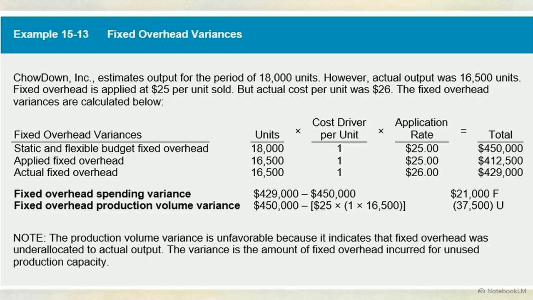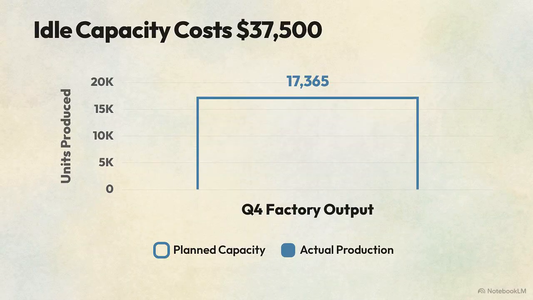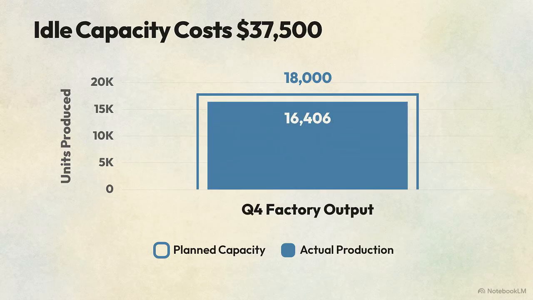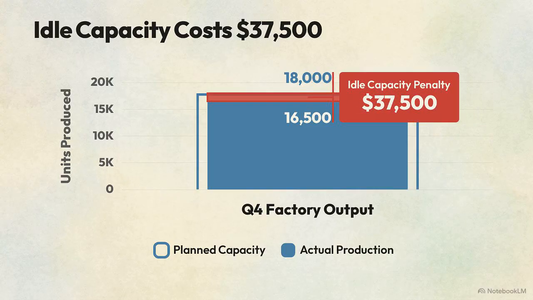Returning to the data, we focus on the final calculation, the production volume variance, which sits at a $37,500 unfavorable penalty. This variance is calculated by taking the budgeted fixed overhead lump sum of $450,000 and subtracting the fixed overhead that was actually applied to the units produced. This number represents a capacity penalty. It measures the exact cost of the fixed overhead that was absorbed by unused production capacity. Management spent the money to build 18,000 units, but only produced 16,500, leaving that excess capacity idle.